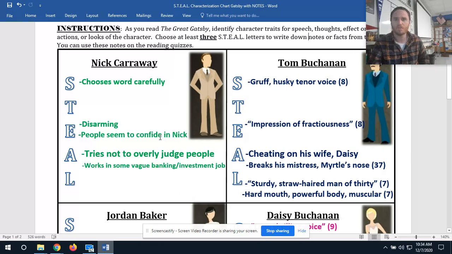Again, you can print this off, or you could just write it down in your notebook or jot it down in your book, maybe on the inside book cover. For Tom Buchanan, on page 8, he's described as having a gruff, husky tenor voice, and he has this effect of an impression of fractiousness.